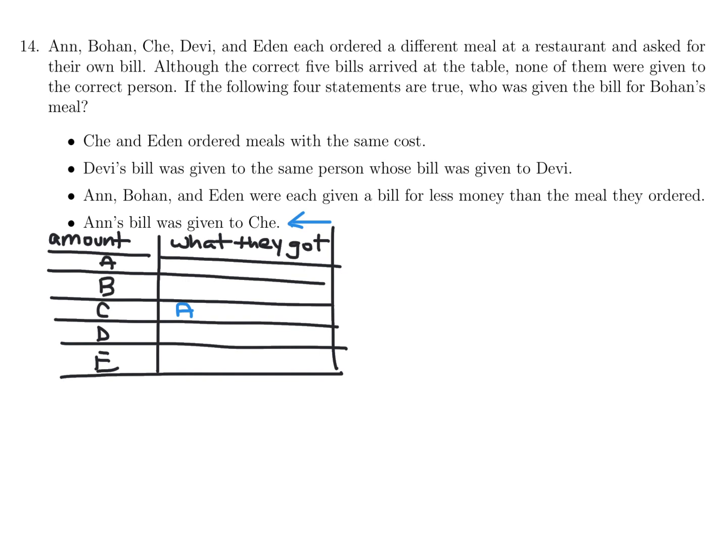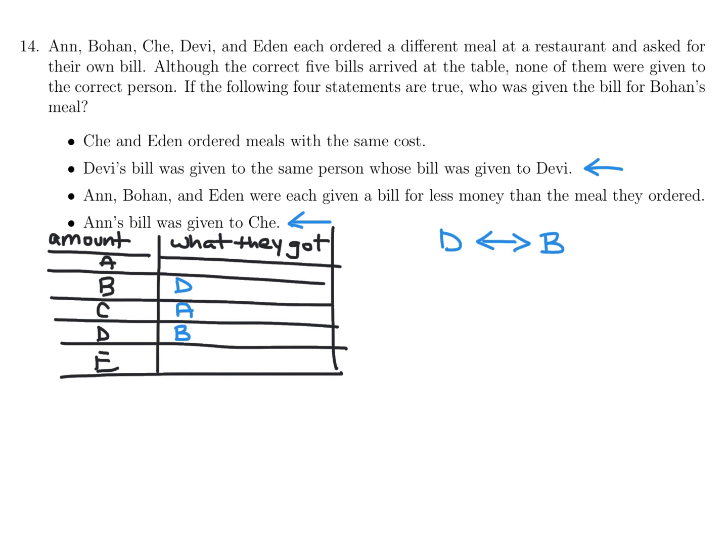Okay, so where do I go from here? All right, so let's say we're going to work with this one here, Devi. Her bill was given to somebody, and that bill was given to Devi. I don't know who that is, so that's what I'm going to experiment with. Let's try, well, it can't be A because A has already been assigned, so let's try B then. So that means that D got B's bill and B got D's bill.